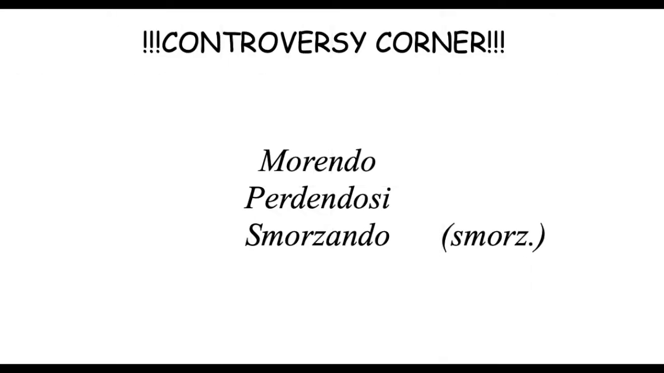Now welcome to Controversy Corner. If you look in Discovering Music Theory Grade 5, these next three terms are listed as dynamic marks, meaning dying away. So you could use them as alternatives for diminuendo or decrescendo. And here they are: morendo, perdendosi, and smorzando. Smorzando often appears abbreviated as smorz.